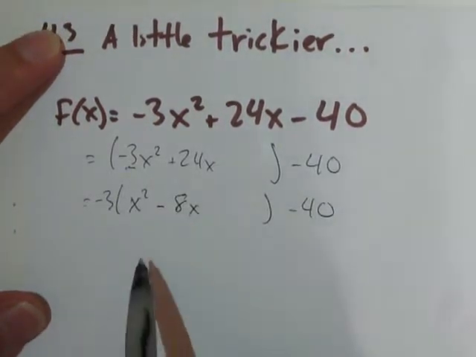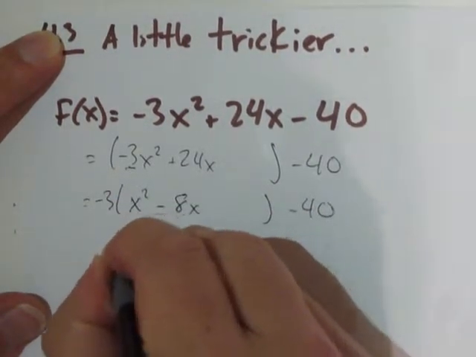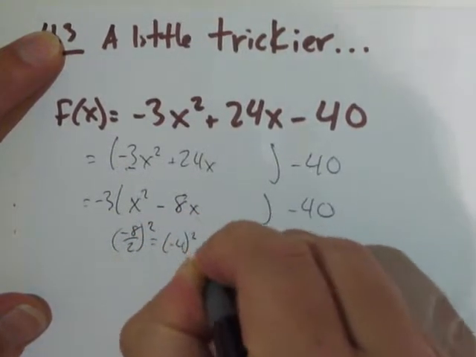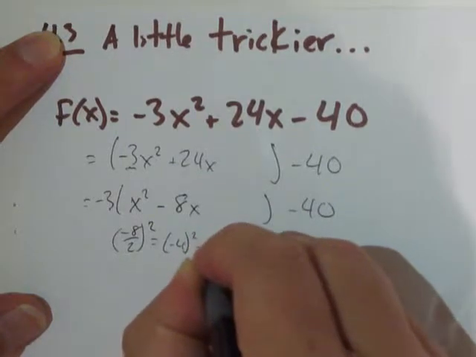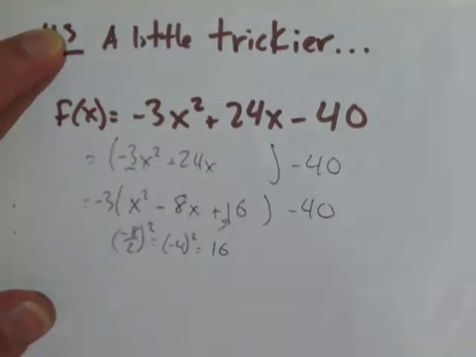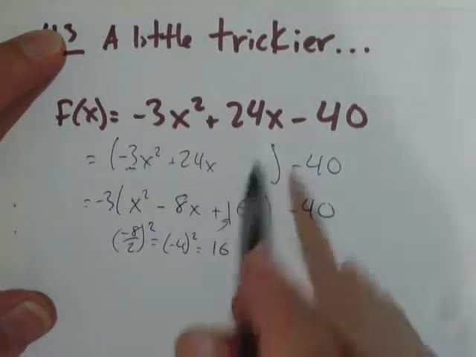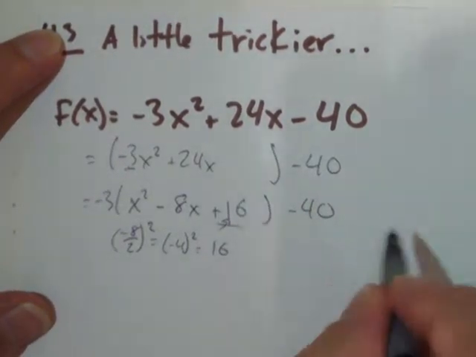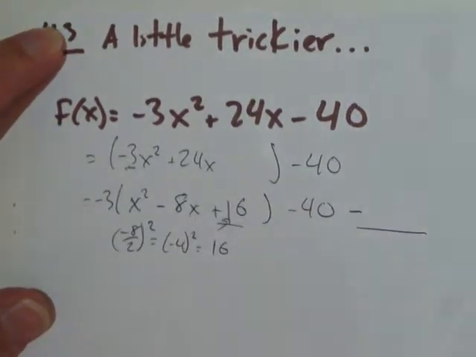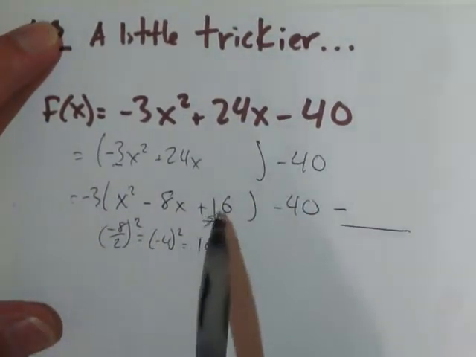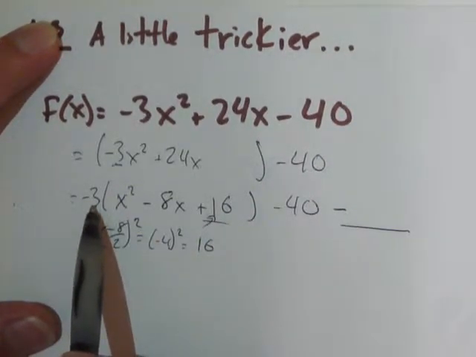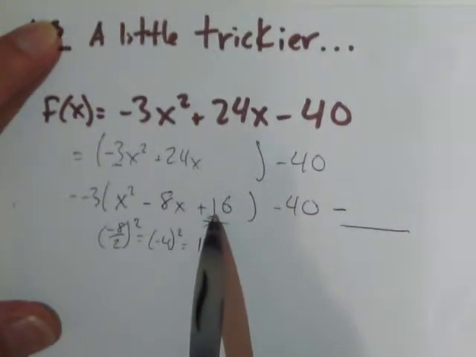So I got a minus 8, so I'm going to do a negative 8 divided by 2, square it. That's a negative 4 squared, and that's a 16. So I'm going to add 16 right here. Now remember, if I add something here, I have to subtract it here. So I have to do minus something over here. But here's a problem. When I added this plus 16, I didn't just add 16. I added negative 3 times 16.